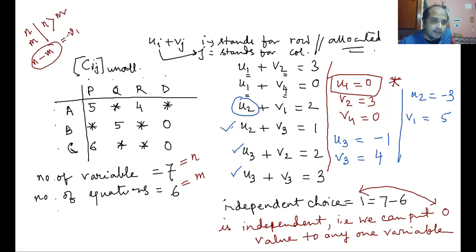This number of items can have independent choice. You can put any value to this. Say for example, here n is 7 and m is 6. 7 minus 6 is 1. So out of these 7 variables, you can select any variable of your choice and you can put 0 for this particular variable. So I could select U1, or I could select V2, or I could select V3, anything. But sometimes we have to make clever choices.